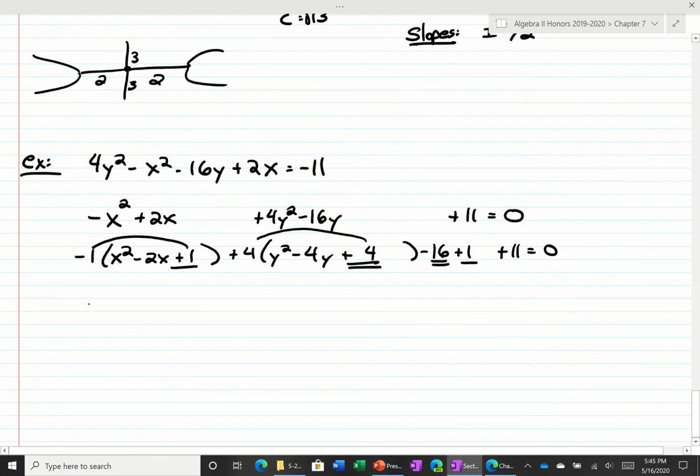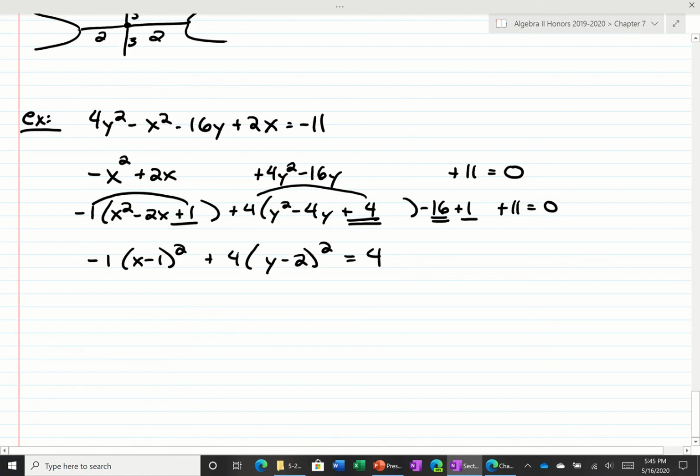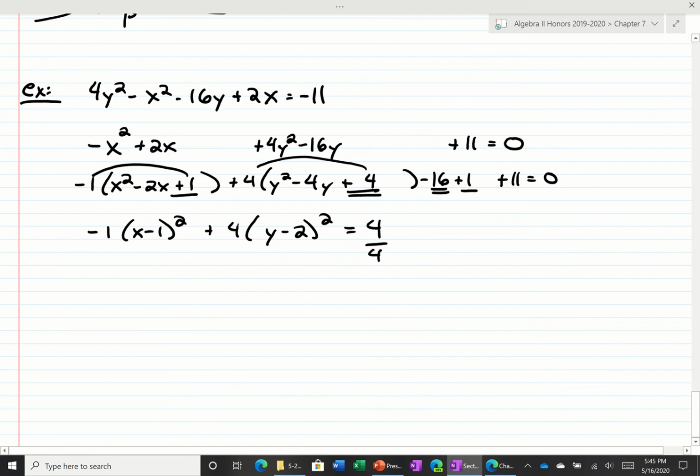So let's clean everything up. This would be negative 1 times x minus 1 squared plus 4 times y minus 2 squared. And this would be 12, so this would be 4, something like that. We could divide everything by 4. Remember, hyperbolas are always equal to 1. And we get negative x minus 1 squared over 4 plus y minus 2 squared over 1 is equal to 1. So clearly this looks a little bit different.